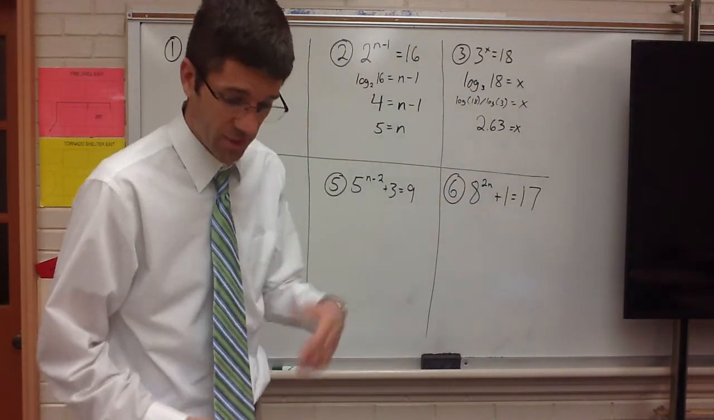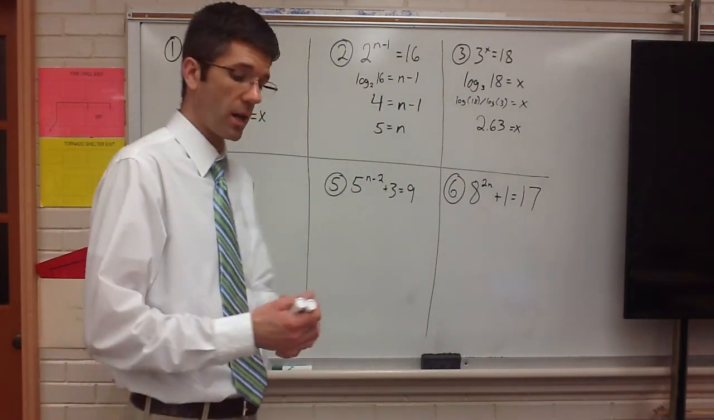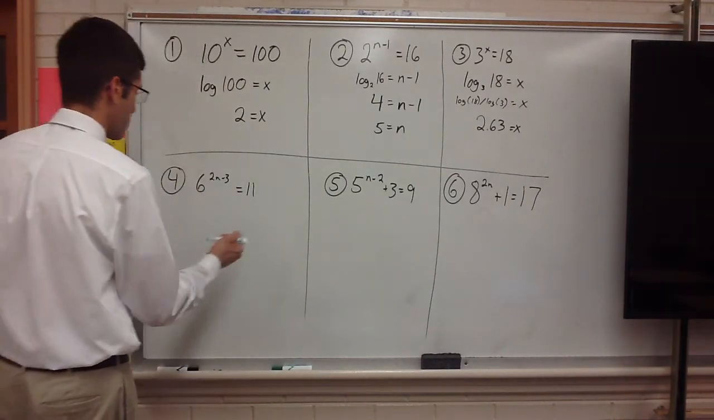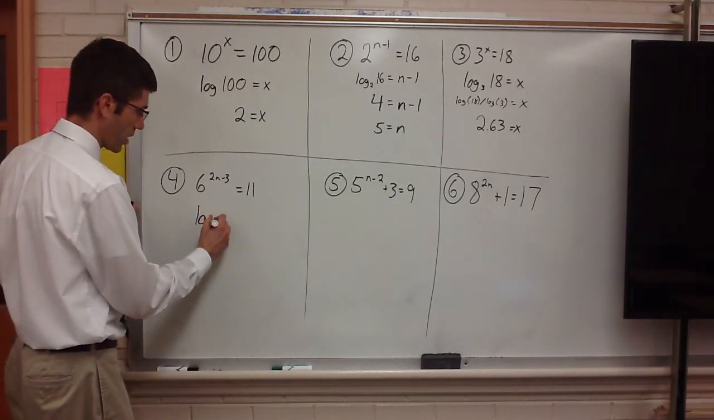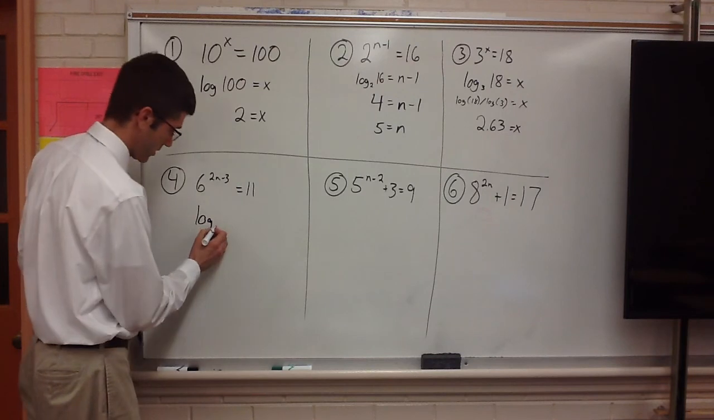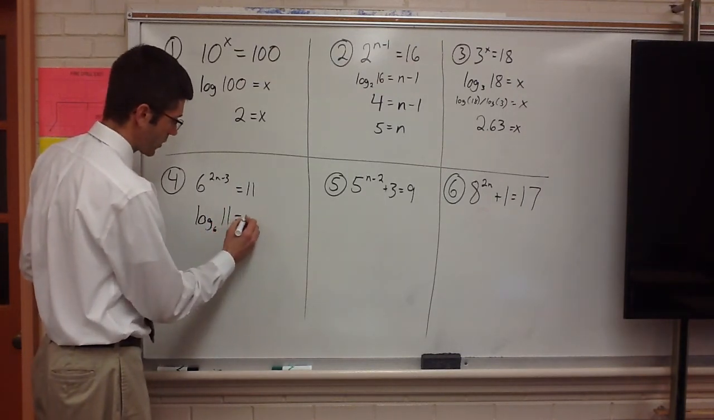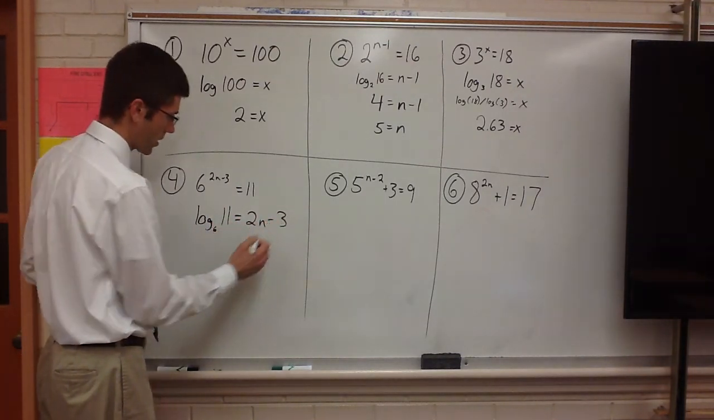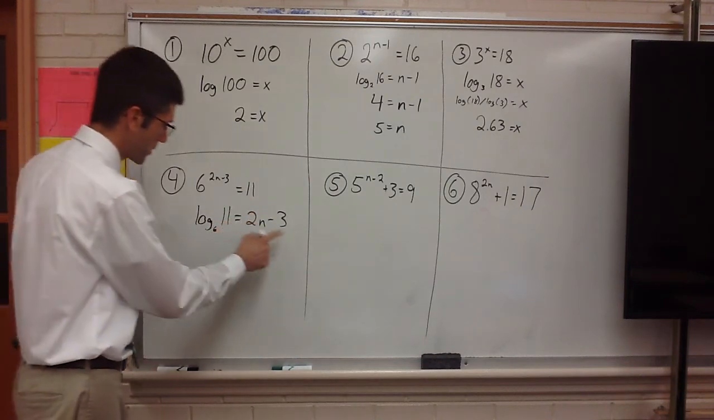it says if it's in exponential form, convert it to a log. So we're going to convert this into a logarithm. So we have the log base 6 of 11 equals 2n minus 3. Log base 6 of 11, 2n minus 3.